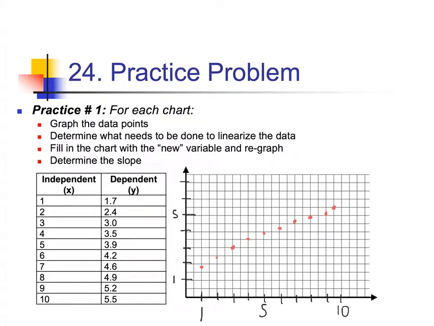Once I have my data, I can go ahead and draw my best fit line. It's going to look something like that. We see that that's clearly not linear. What this looks like is a square root graph.